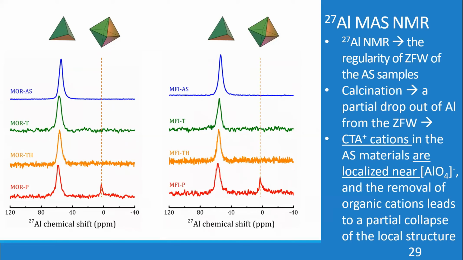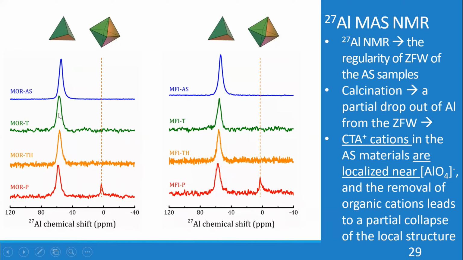And here we can see the aluminum signal in mordenite and MFI for the as-synthesized zeolites, and you can see that it represents one line at about 54 to 56 ppm. And this line corresponds to aluminum in tetrahedral sites. It means that it corresponds to aluminum from the zeolitic framework.